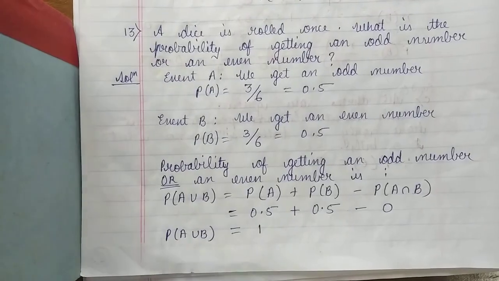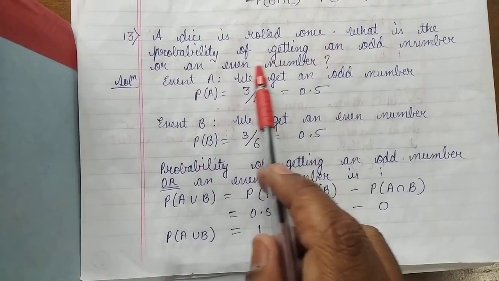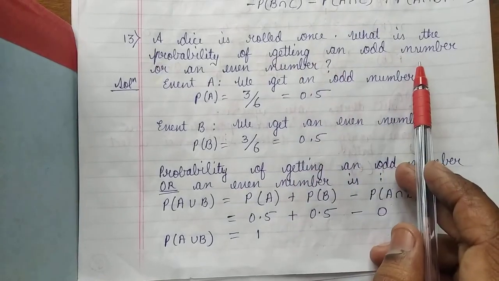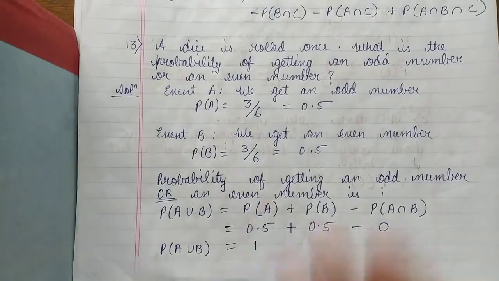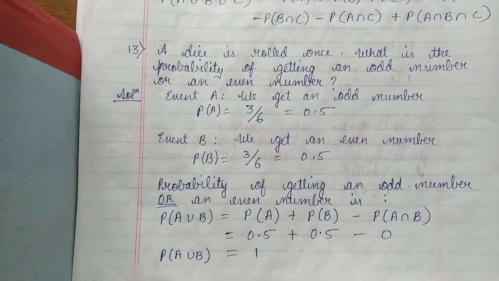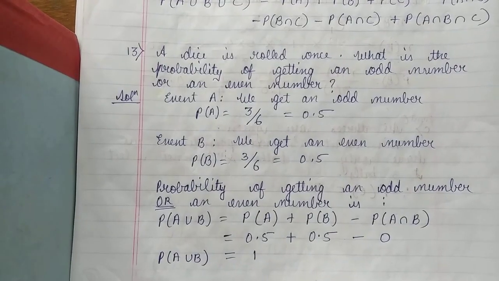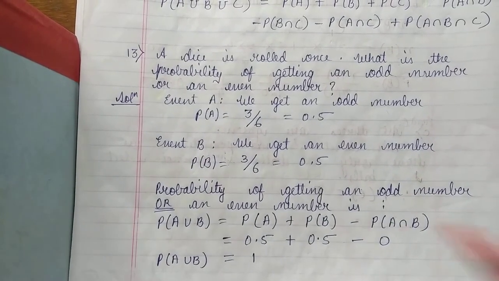A dice is rolled once. What is the probability of getting an odd number or an even number? So when you are rolling a dice, what is the probability that it is an odd number or an even number? Now, probability that it is an odd number, 1 by 2, that is 0.5, 50% chances.